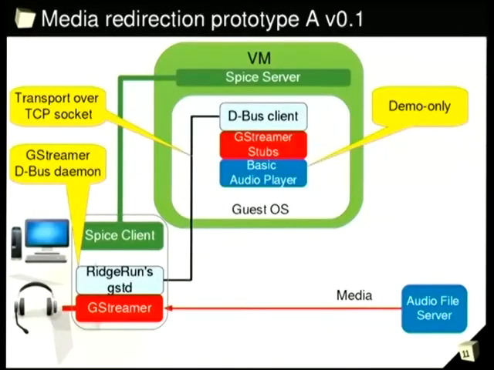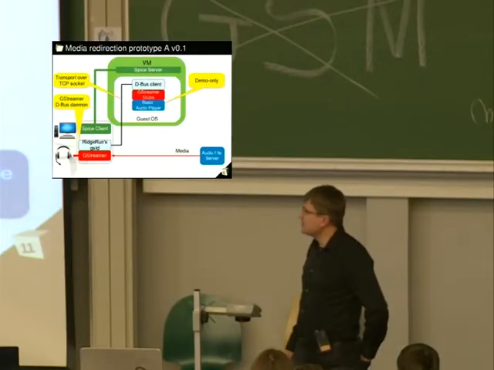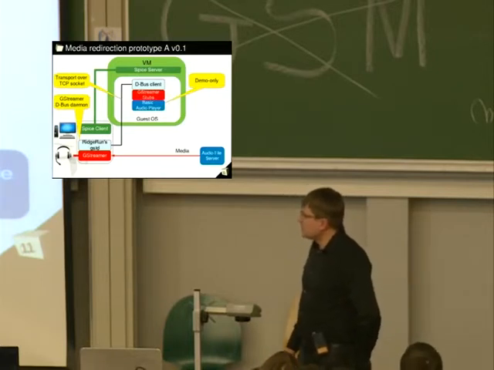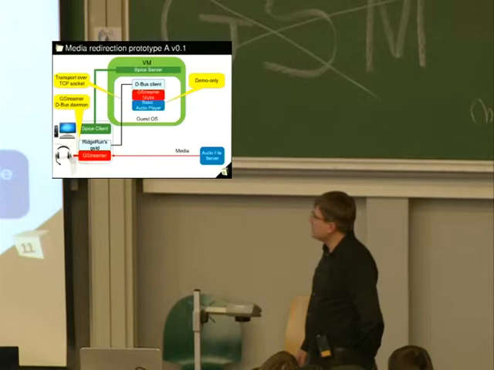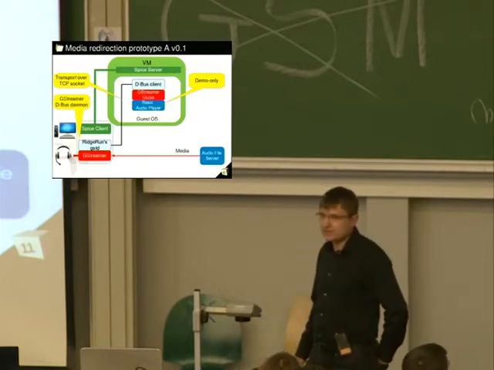So what is done now? That was only a concept, but now we want to show you what we have done so far. Basically, we have two proofs of concept for this. The first one is called prototype A. It is an audio player, basically the audio player from the GStreamer examples, a hello world from GStreamer.